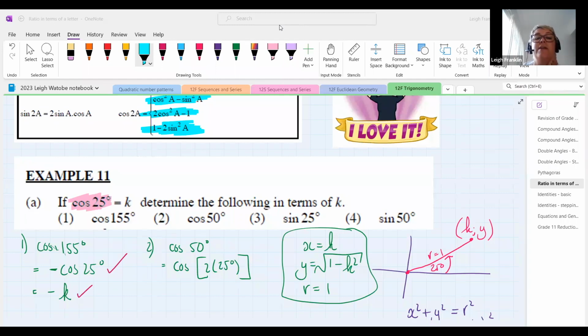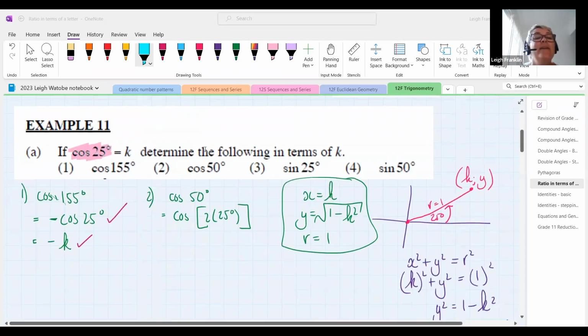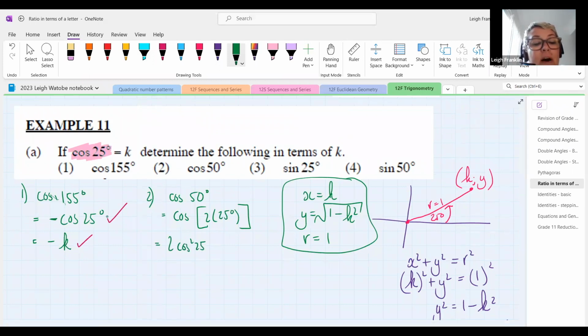The second one, Teddy says. So does Nadia. Okay, so 2 cos squared A minus 1. Let's do that. So we're going to write this as 2 cos squared 25 minus 1. And we know what the cos of 25 is. We know that it's equal to k. So this is 2k squared minus 1. Absolutely, guys, because we've got the cos of 25 anyway.